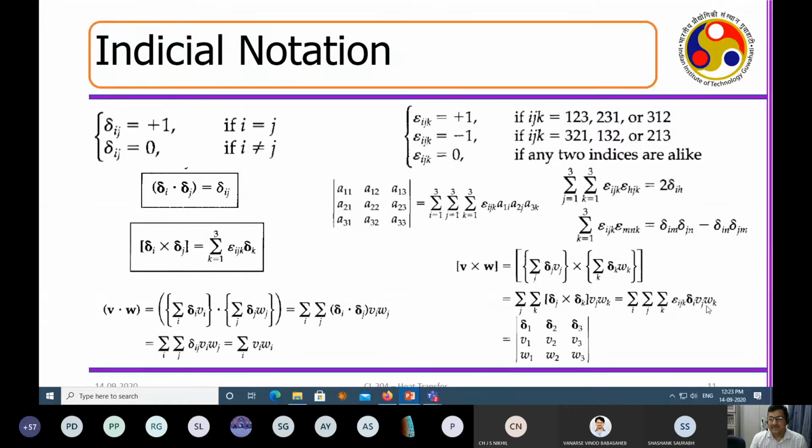Okay. So ijk you can see as delta i, vj, wk. So this is what is written here in terms of the permutation symbols: epsilon ijk, ai, bj, ek, where i can be equal to 1 to n, j can be equal to 1 to n, and k can be equal to 1 to n.